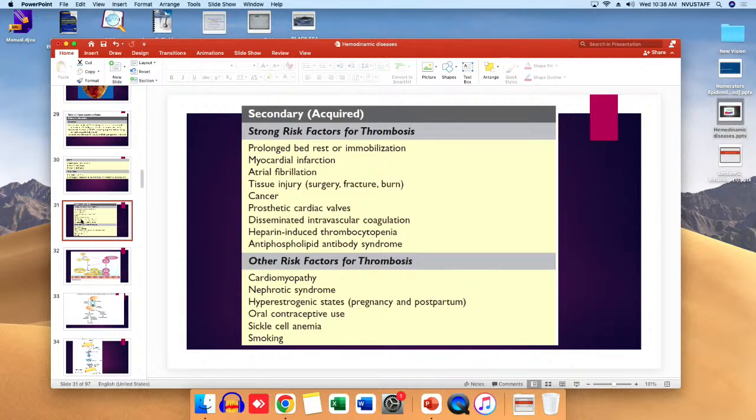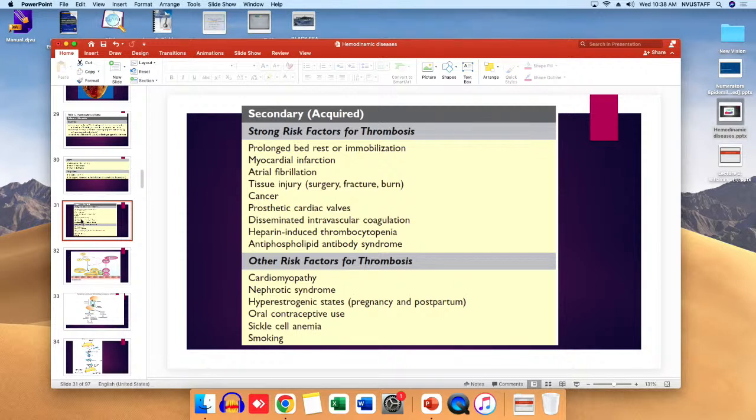Also, always remember, if we have artificial valves, prosthetic valves are one of the main sites of thrombocyte adhesion. This is very important. Antiphospholipid syndrome.